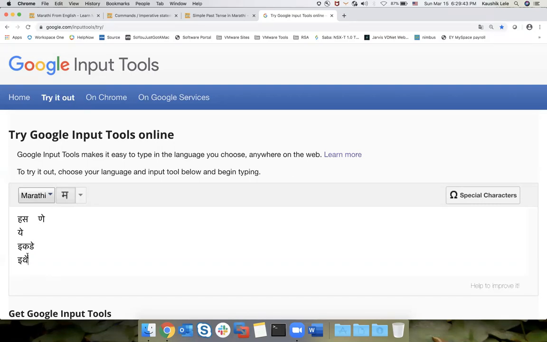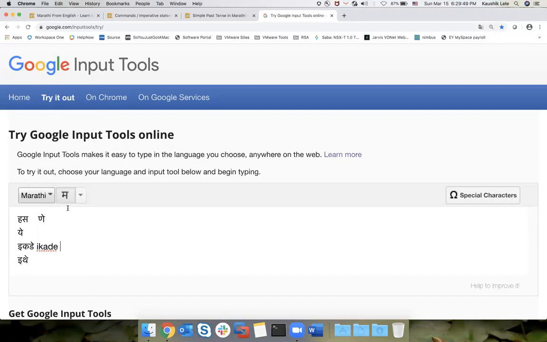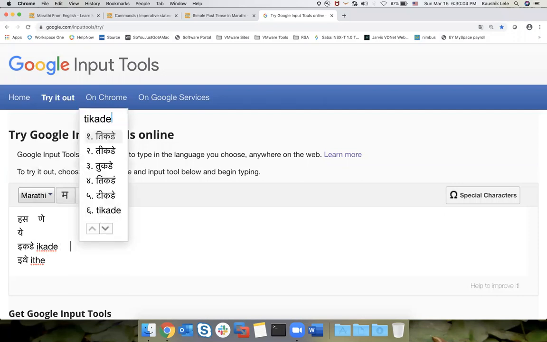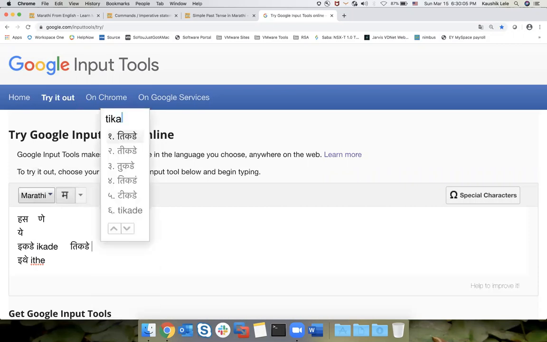Ah, okay. This is how you spell ikade. I always heard it and spoke it, and I thought it was with an R, but now I see it's a D. All right. And the opposite of this will be tikade. What's this one? That way. There? That way.